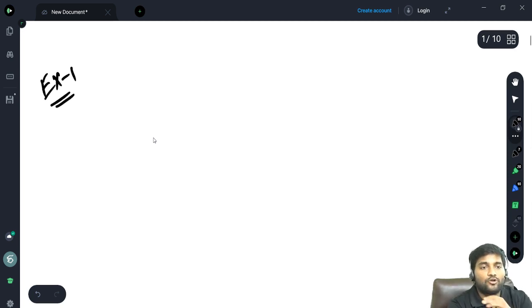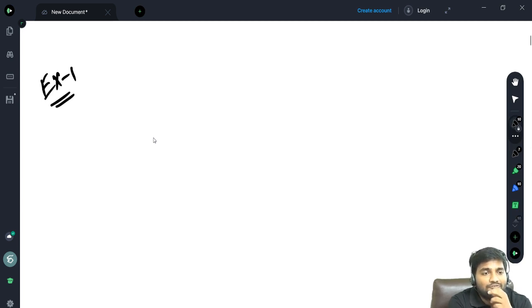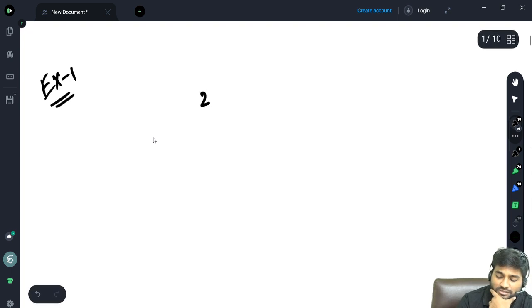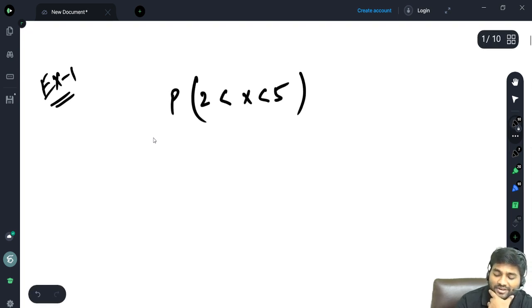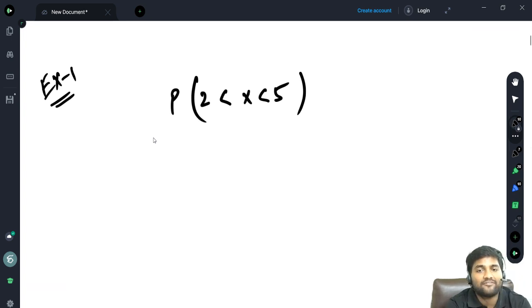example. So before doing this example, in continuous random variables, if we are asked to calculate some probability, for example, probability x lies between 2 and 5, we'll integrate it from 2 to 5. Okay.